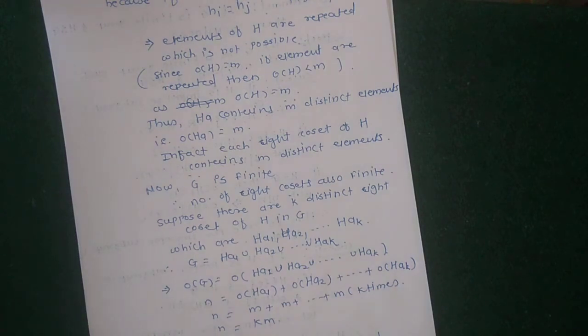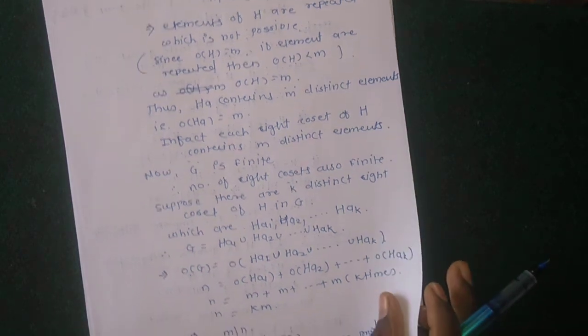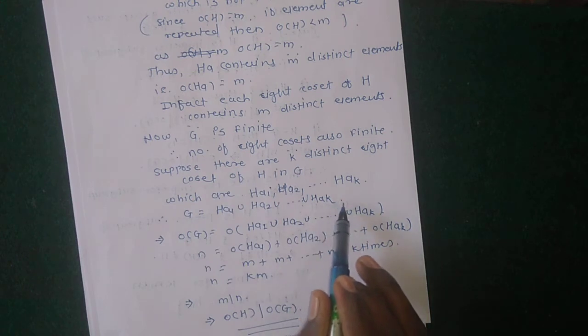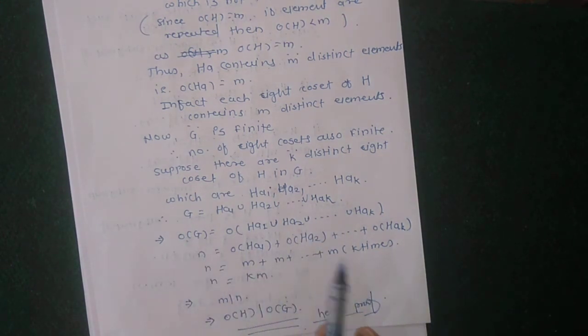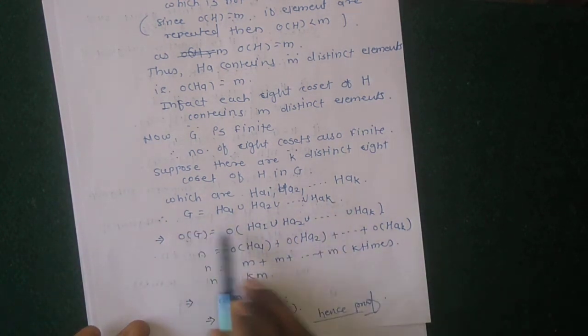So G is finite, and the number of right cosets is also finite. Suppose there are k distinct right cosets, named Ha1, Ha2, up to Hak. The note says that if G has k distinct right cosets, then G is the union of those k distinct right cosets. So here we are using this note: G equals the union of these right cosets.